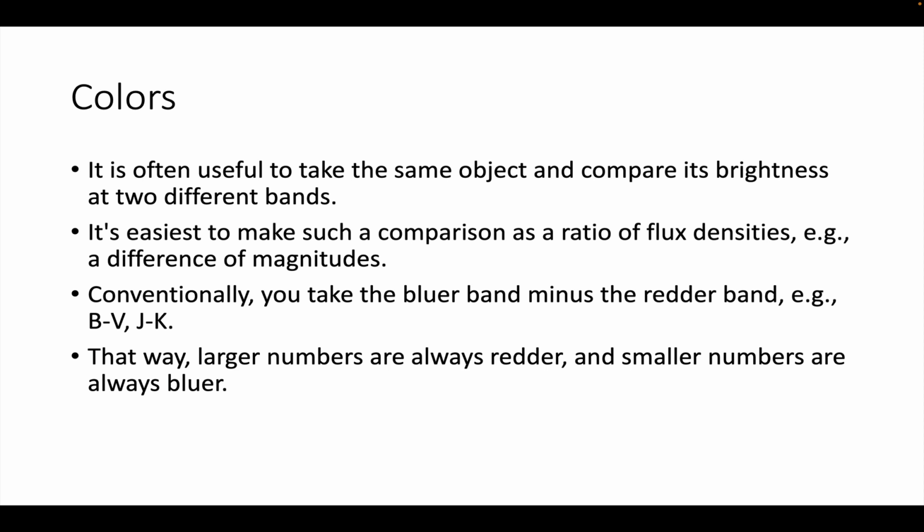It is often very, very useful to take the same object and compare its brightness at 2 different bands. It is easiest to do that as a ratio of flux densities, in other words, a difference of magnitudes. Conventionally, it's always bluer minus redder. So B minus V, J minus K, IRAC 1 minus IRAC 4, K minus 24. It's always got to be bluer minus redder. That way, if you stick to that convention, then larger numbers of color are always going to be red and smaller numbers are always going to be blue. If you don't construct the color that way, then all bets are off.